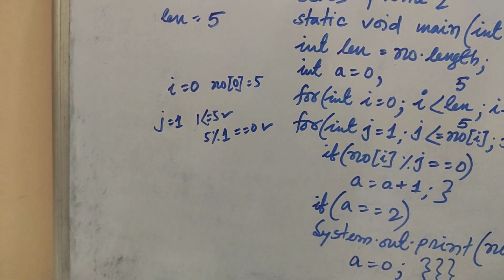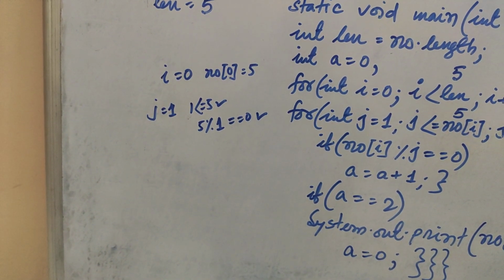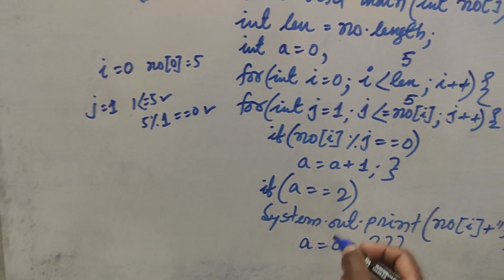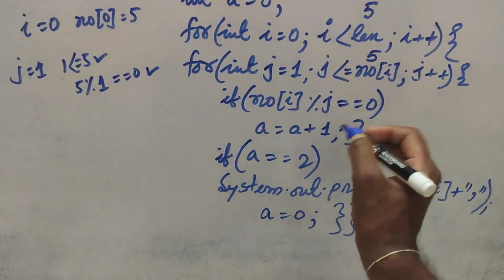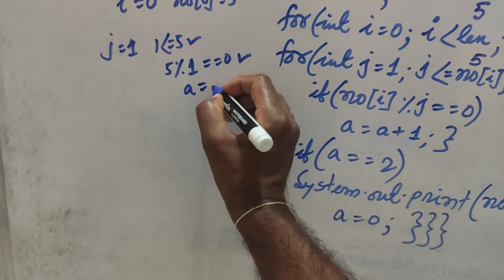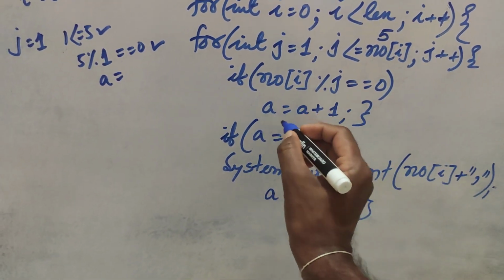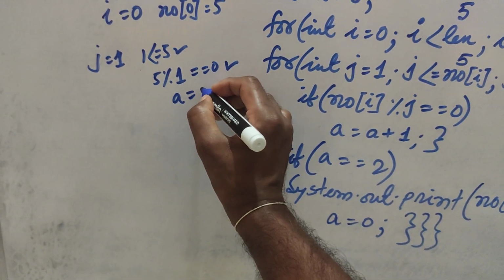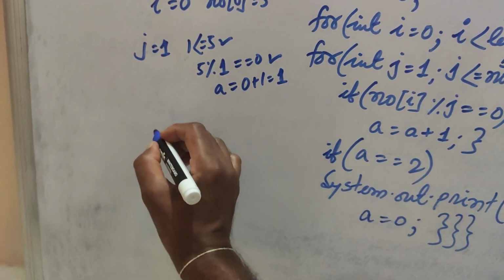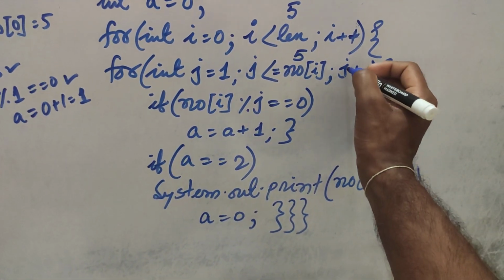So you also know prime number means if the number is divisible by 1 and the number itself, then that is called a prime number. Now it is true. If it is true, then a equals a plus 1, it will be increased by 1. That means one time it has run. a equals 0. What type of variable is this? This is a counter variable. 0 plus 1, 1. Now j equals 2, because after that j plus plus will increase.